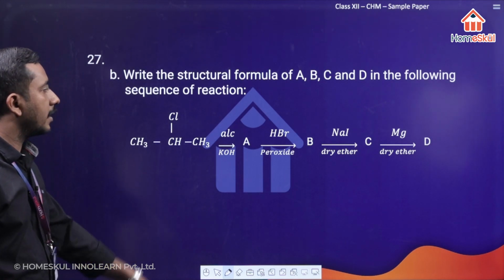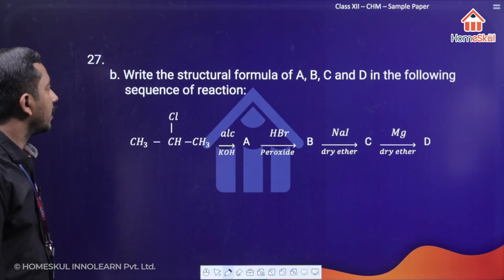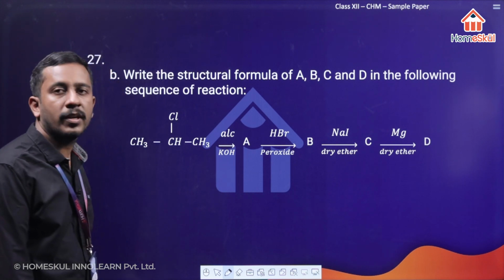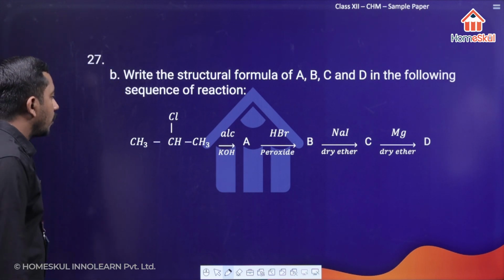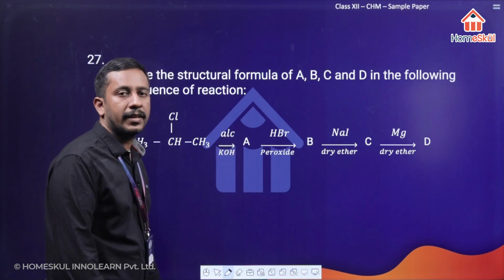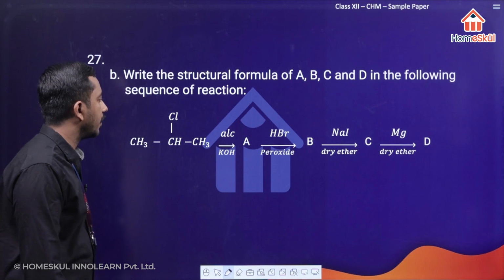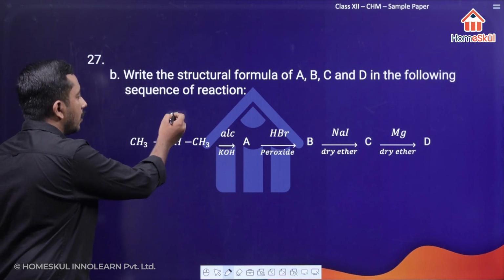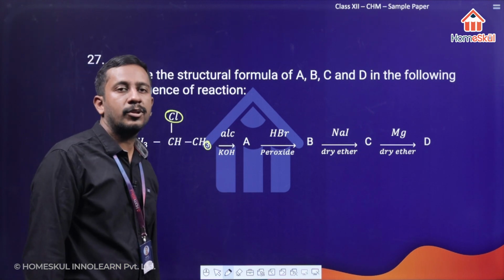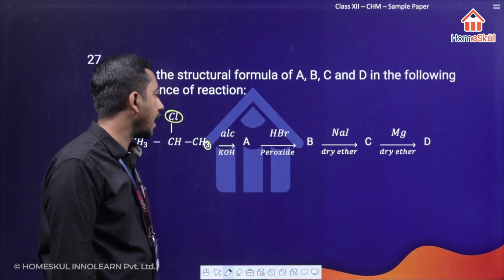So this is a series of reactions. We have to predict the products that are formed. Write the structural formula of the products A, B, C and D formed in the following sequence of reactions. We're going to start with an alkyl halide, and the first reaction is with alcoholic KOH. That is a strong base. So what is the reaction that is going to happen here? The elimination of a small molecule of HCl, that is dehydrohalogenation, is going to occur, and the product we obtain will be an alkene.